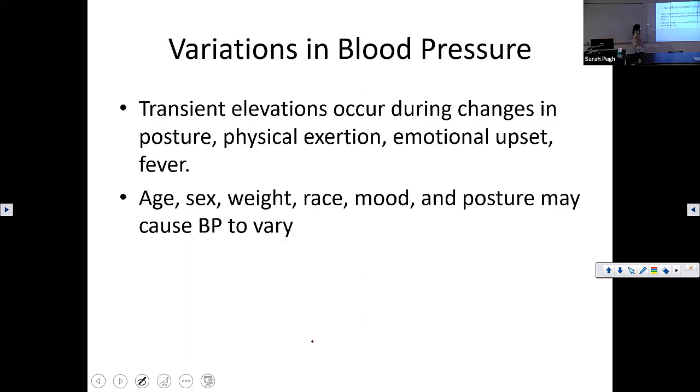Emotional upset, even fever, when you're running a fever, that can also influence your blood pressure. It can be a little elevated. Other things might be how old you are, whether you're male or female can play a role in your blood pressure, your weight. Race can play a role in blood pressure. So African Americans, a lot of times, will have higher blood pressure than Caucasians. Mood, you're angry. You're super angry, your blood pressure may go up, right? You've heard people say, oh, you're making me mad, you make my blood pressure go up, right? That's true. If your mood changes, your blood pressure can change. And like I mentioned, so can posture.